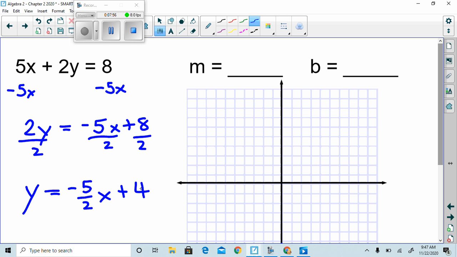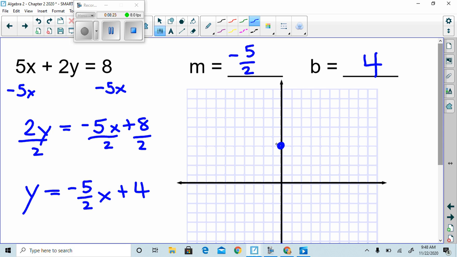Follow the steps here. I subtracted 5x on both sides. I then divided by 2. I identified my slope as being a negative 5 halves. I already know my graph is going to go downhill, and my y-intercept is 4. Graphing, always graph with your y-intercept first because that's a given point.